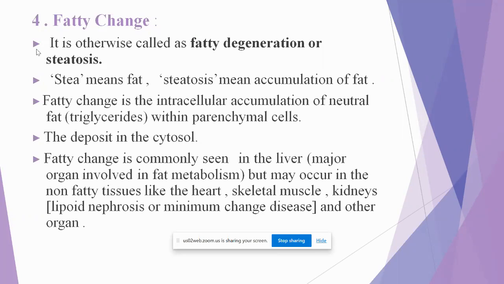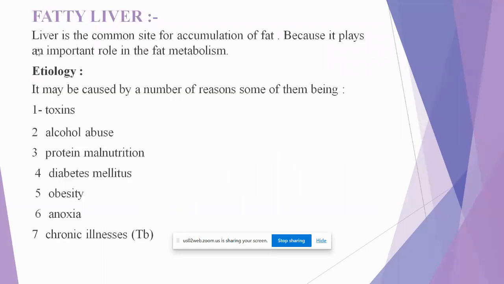The major part is in the liver, but a minor part is also in the kidney, heart, skeletal muscle, and other organs. Okay. Then the next one is fatty liver. The liver is the common site for accumulation of fat because the liver is the important organ for fat metabolism.